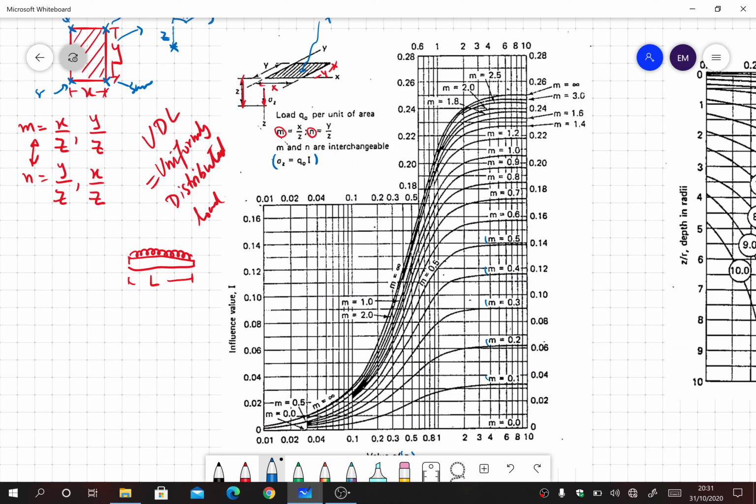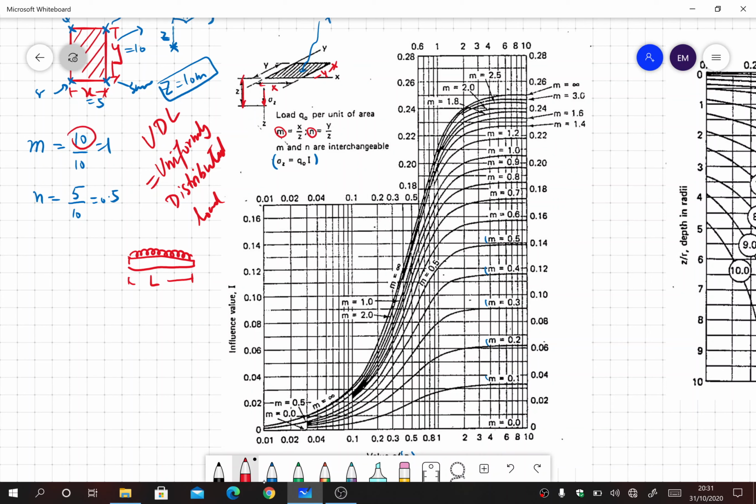So let me do an example. So let's say I have a loaded area, and let's say x is equal to 5 and y is equal to 10. So I want to calculate m and n. Let's say I am interested to find at a depth of, let's say, 10 meters. So z is 10, so 10 by 10 gives me 1, and n was 5 over 10, so this becomes 0.5. So how did I get the values of 10 and 5? I use this as y and use this as x.